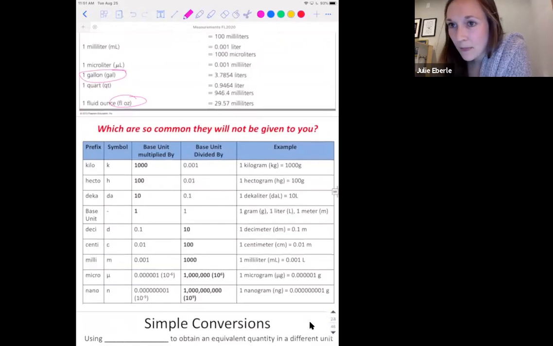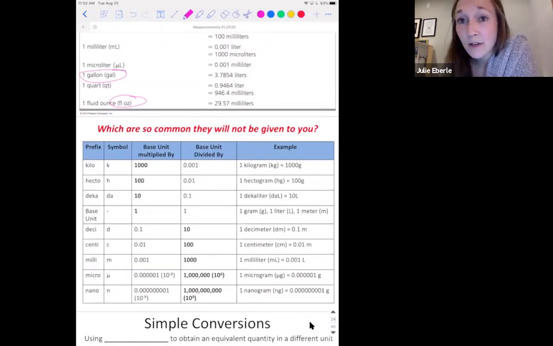Okay, here's where you really need to pay attention. Which of these are so common they will not be given to you? Now, obviously, I recognize you can flip to your textbook. You can flip to your notes. But I'm asking you to take the time to memorize these as you move forward in your education as a health professional. It's going to serve you, especially you nursing people and dietetics people, sports medicine people, exercise science.